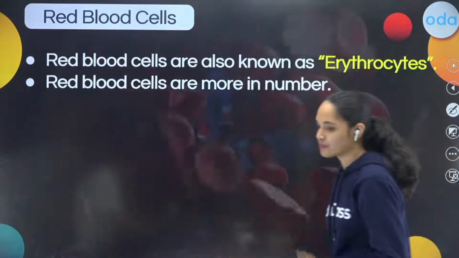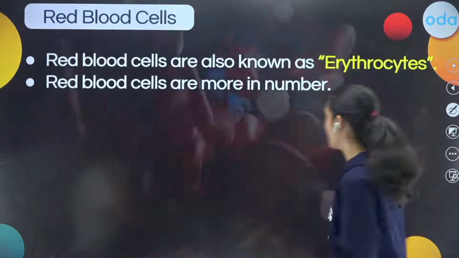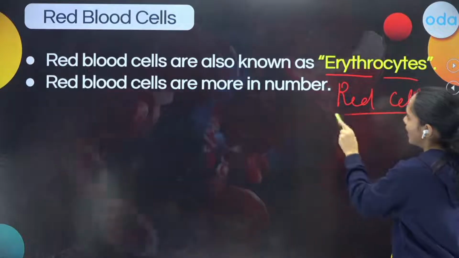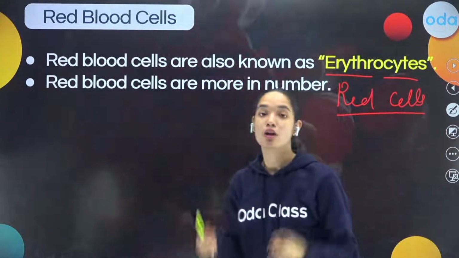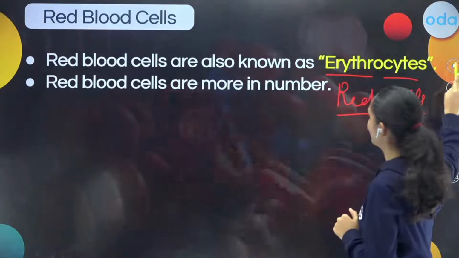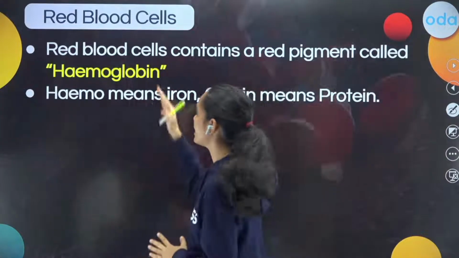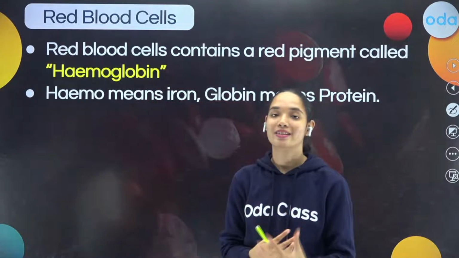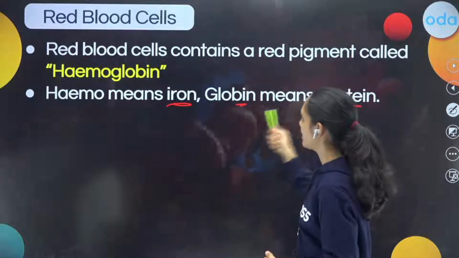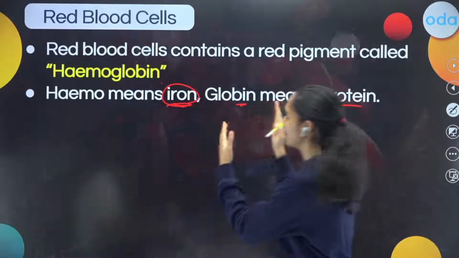So what are red blood cells? These red blood cells are also known as erythrocytes. Erythro basically means red and cytes means cells. These red blood cells are more in number compared to white blood cells and platelets. This red blood cell contains a red pigment called hemoglobin. That is why the red blood cells are red in color. Hemo means iron and globin means protein. That means hemoglobin contains iron and it is giving the red color.